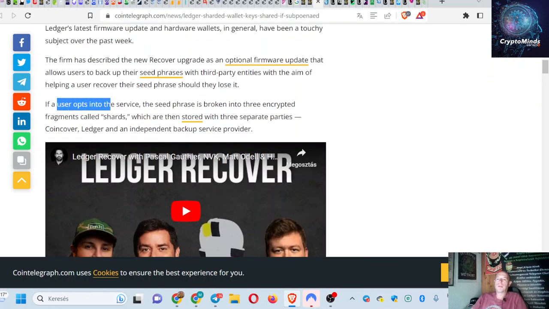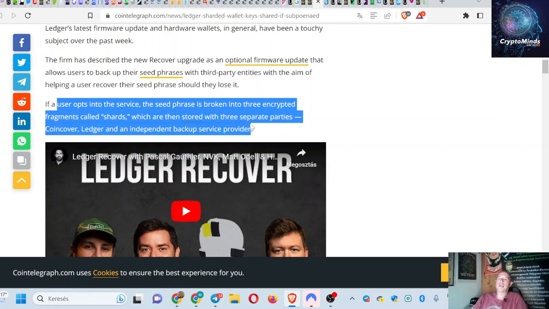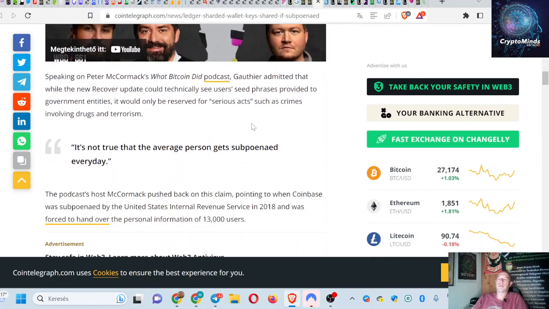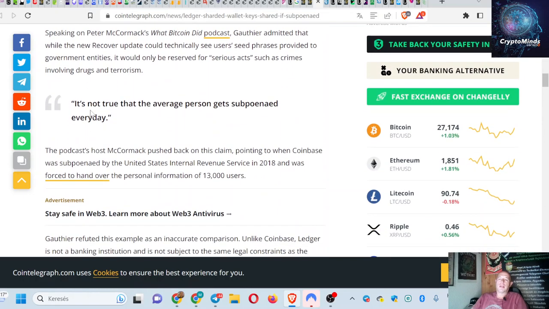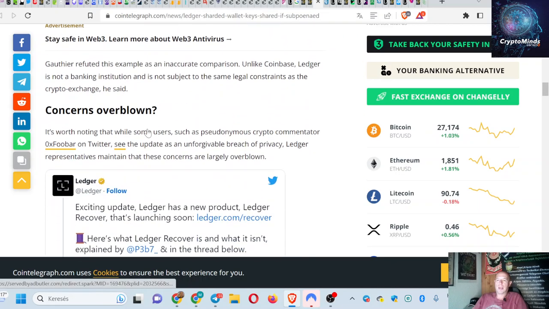If a user opts into the service, the seed phrase is broken into three encrypted fragments called shards, which are then stored with three separate parties: CoinCover, Ledger, and an independent backup service provider. And it's not true that the average person gets subpoenaed every day, that they are saying. And let's see what else. Okay, concerns overblown.